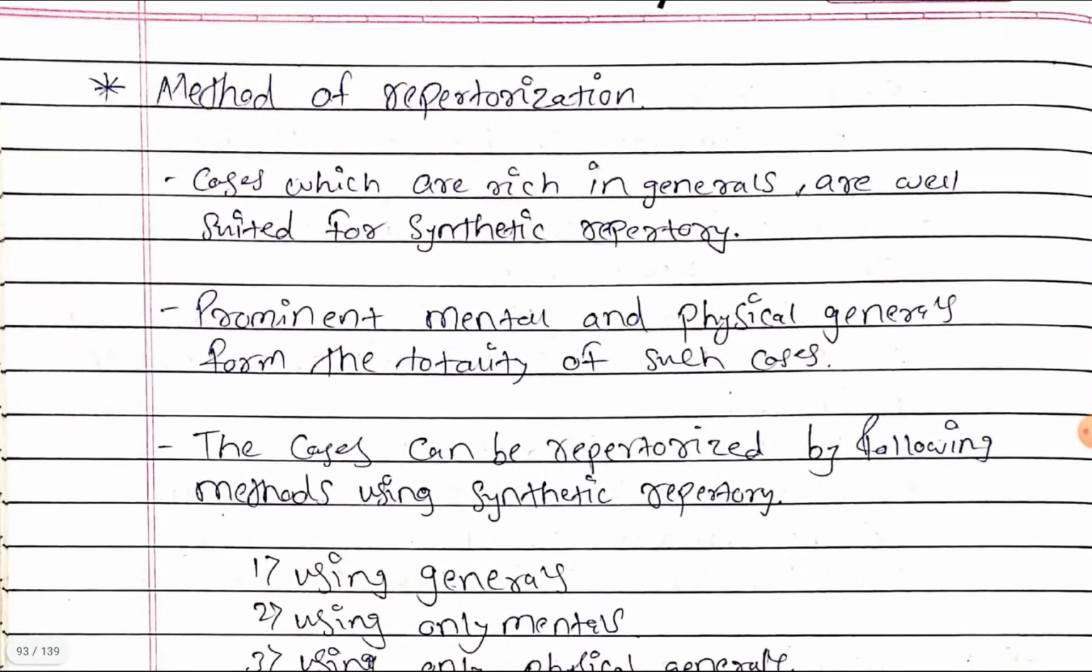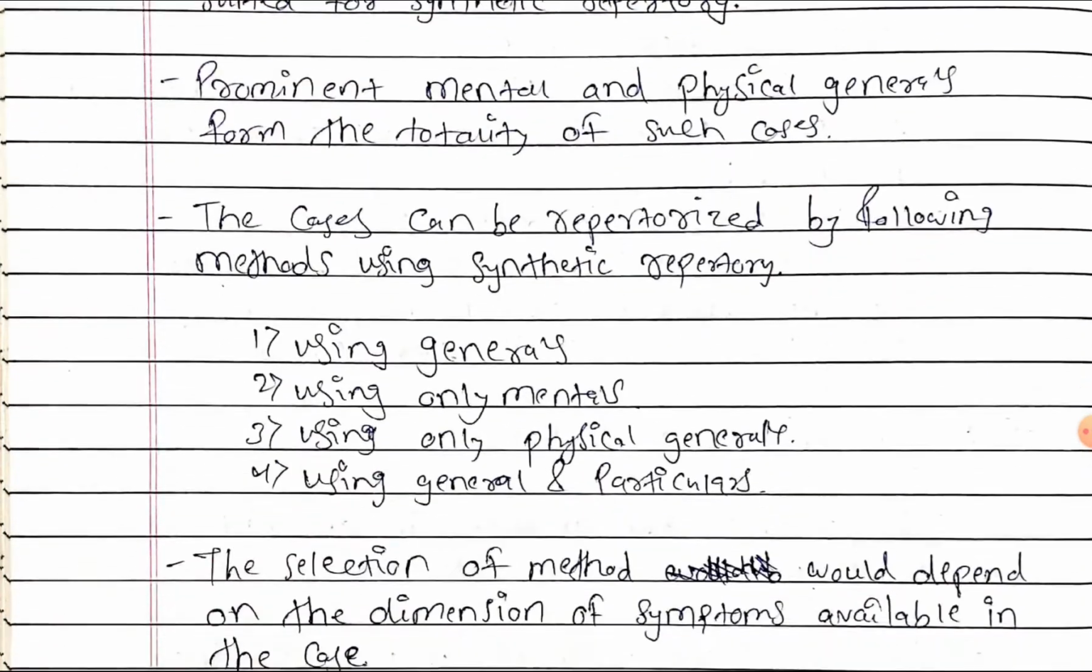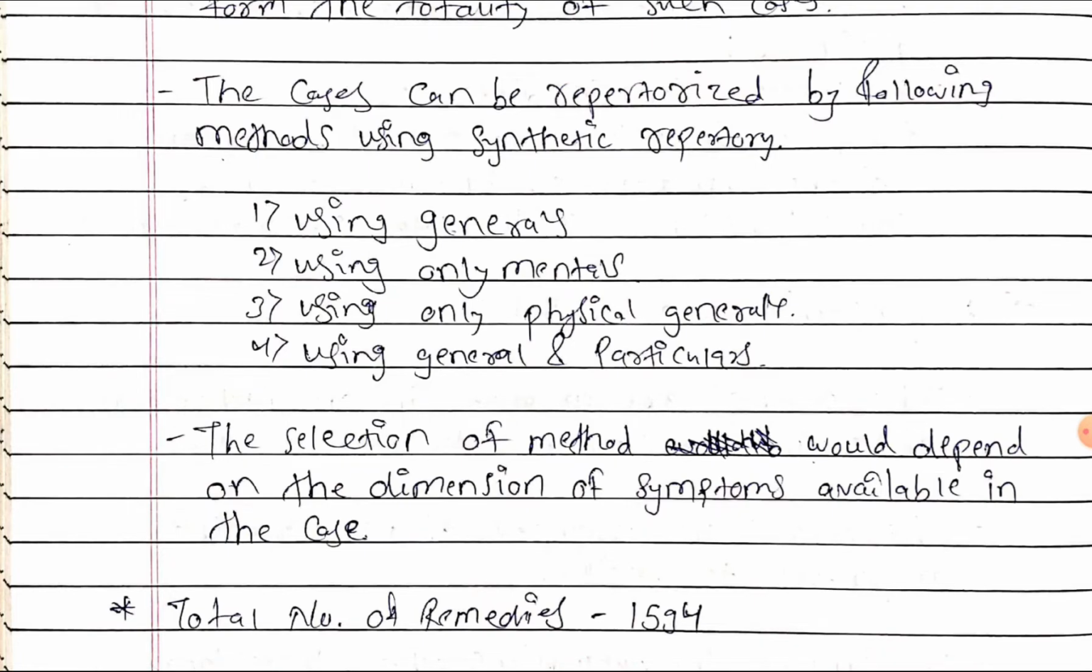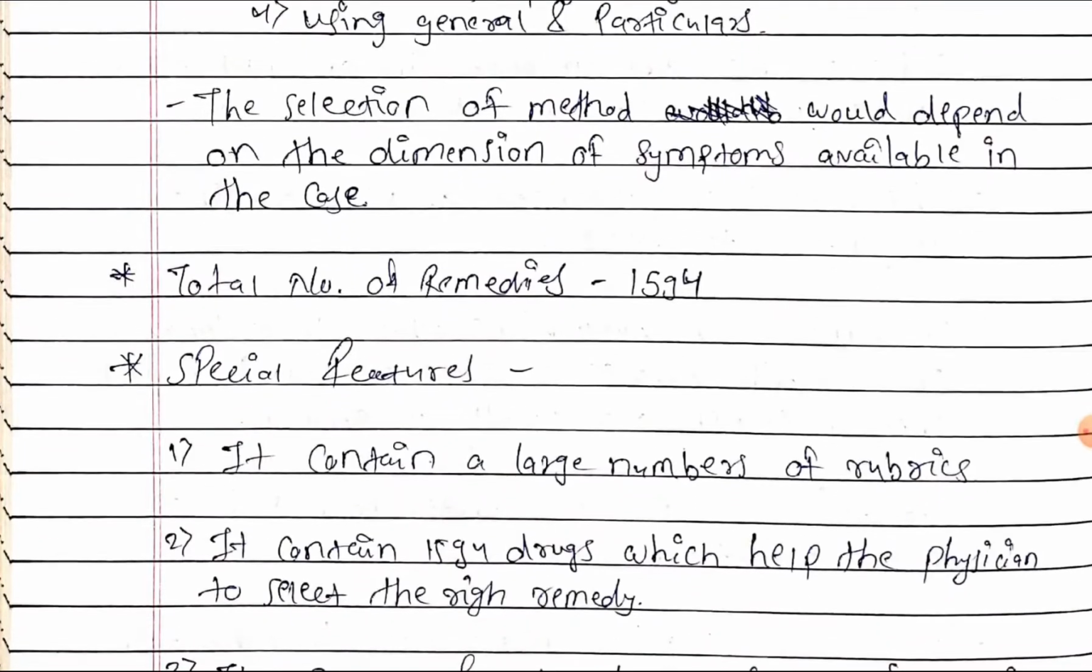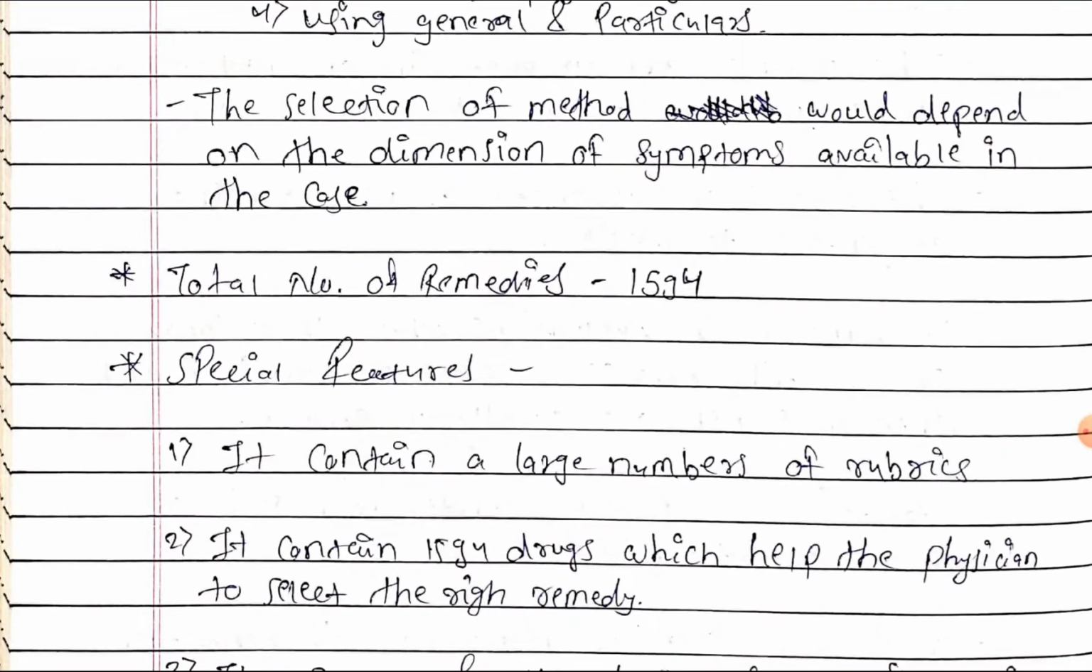Methods of repertorization. Cases which are rich in generals are well suited for the synthetic repertory. Prominent mental and physical generals form the totality of such cases. The cases can be repertorized by following methods using synthetic repertory, that is, using generals, using only mentals, using only physical generals, and using generals and particulars. The selection of method would depend on the dimensions of symptoms available in the case. Total number of remedies are 1594.